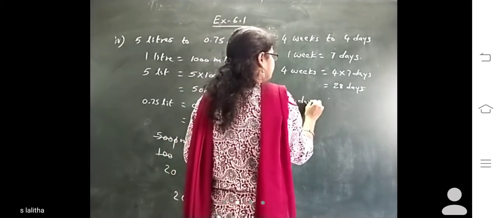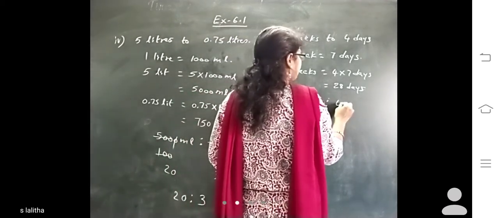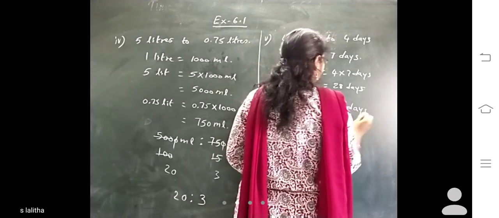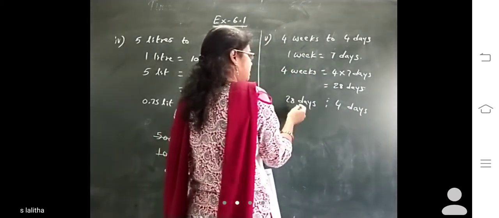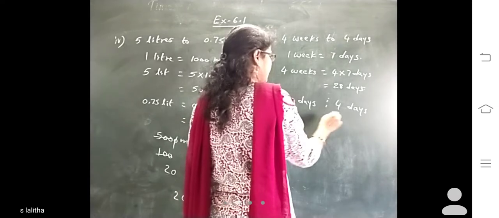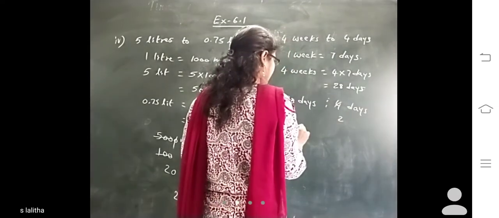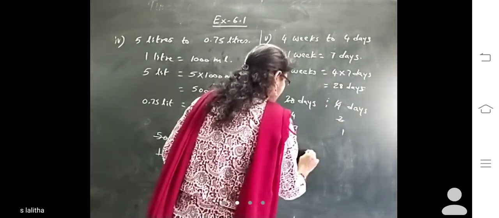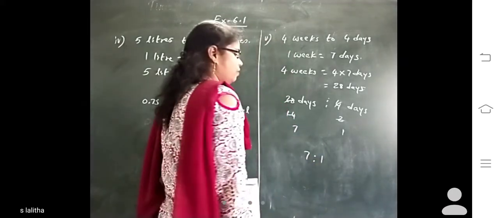28 days is to 4 days. How many times? 2 ones 2, 2 fours 8. 2 twos, 2 sevens, 2 ones. So what is the ratio? 7 is to 1.